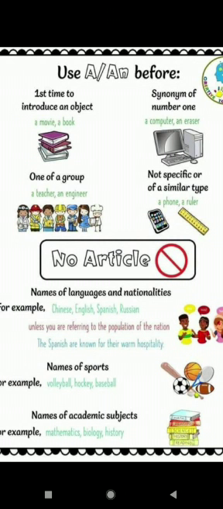The last one: a is used before certain words beginning with one, O-N-E. The right pronunciation is one, with a consonant sound. So, a one rupee note. Second example, a one-eyed man. And next, a one-man show. So before the word one, we have to use a. The first letter looks like a vowel, but the right pronunciation is a consonant sound, so we use a one rupee note.